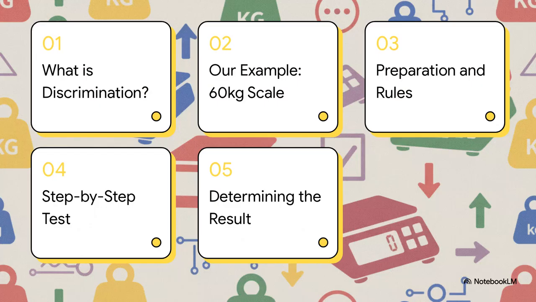Okay, let's dive into this. Here's our game plan for today. First, we'll cover what the discrimination test actually is. Then, we'll look at a specific 60-kilogram scale example. After that, we'll go over the prep and the rules, followed by a step-by-step walkthrough of the digital test itself. And finally, we'll figure out how to determine the actual results.